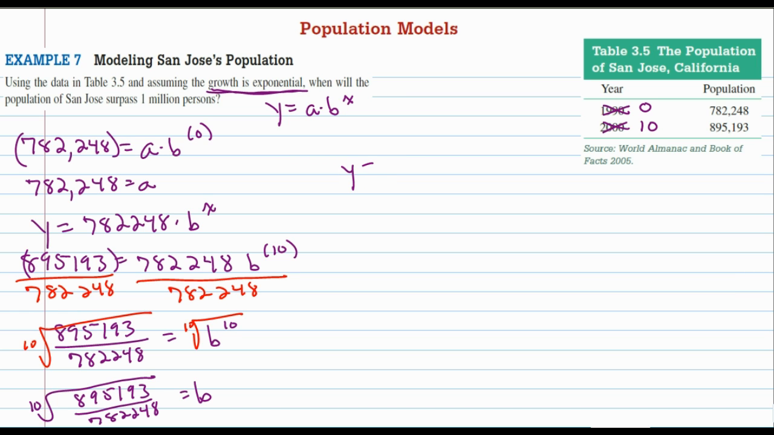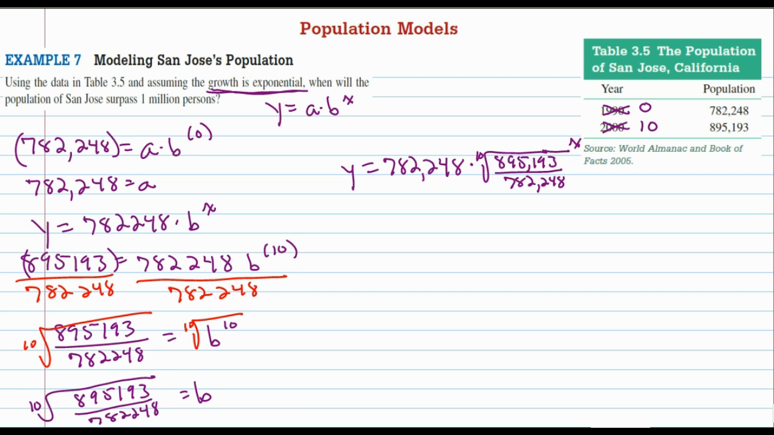So y equals my a value, 782,248 times the 10th root of that same 895,193 over 782,248 to the x. That is my exponential function. Here's my initial value times, here's my base, and then to the x power, exponential growth.